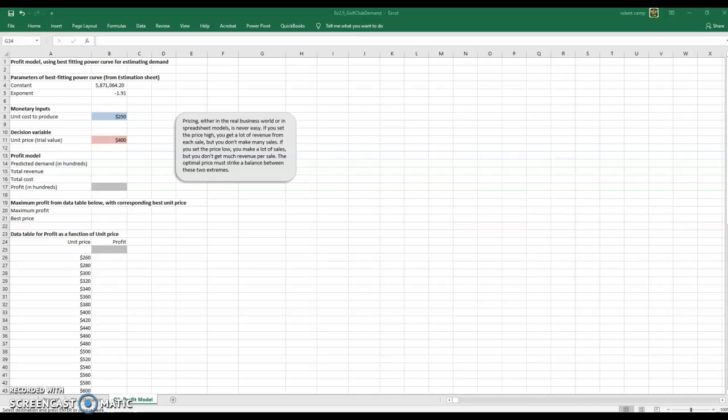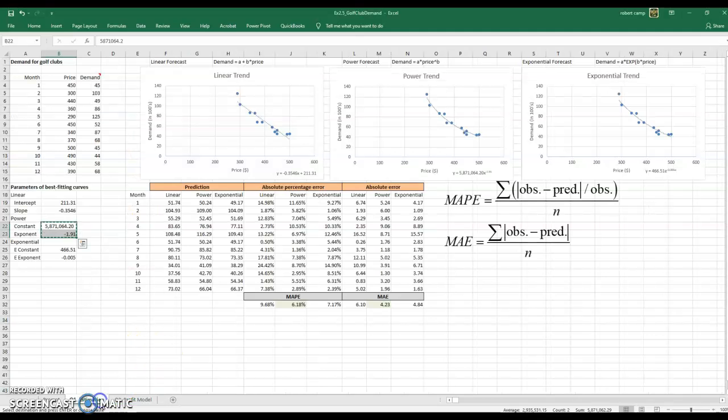And so what are we going to do? Well, let's build our profit model. So we have the unit cost to produce. It's $250. That is my cost. My decision variable, it's in red. This is what I get to choose. I am choosing what my price is going to be. Okay, so as we go back to here, our equation is all based on what the price is going to be. That's what we've pulled over.